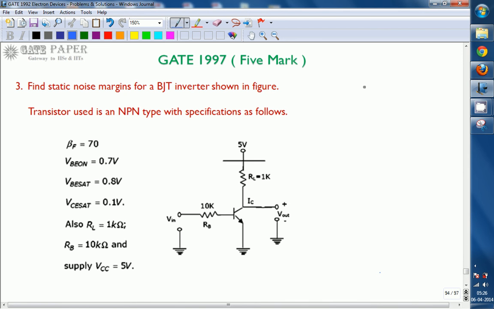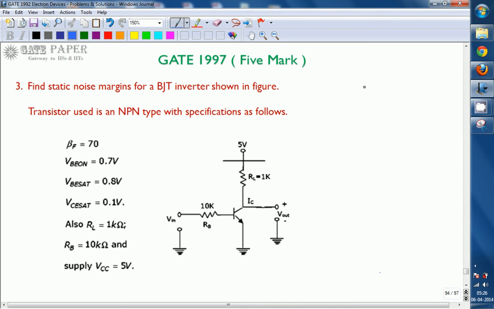Hello, we are discussing the GATE 1997 ECE paper, and this is a 5 mark question related to electronics. Find the static noise margins for a BJT inverter shown in the figure.